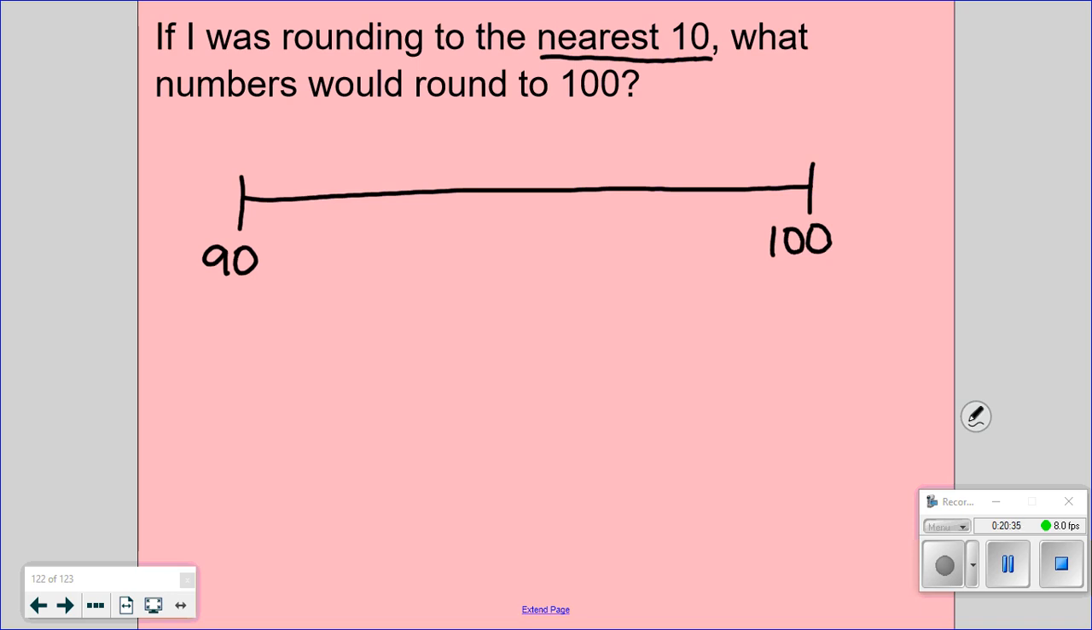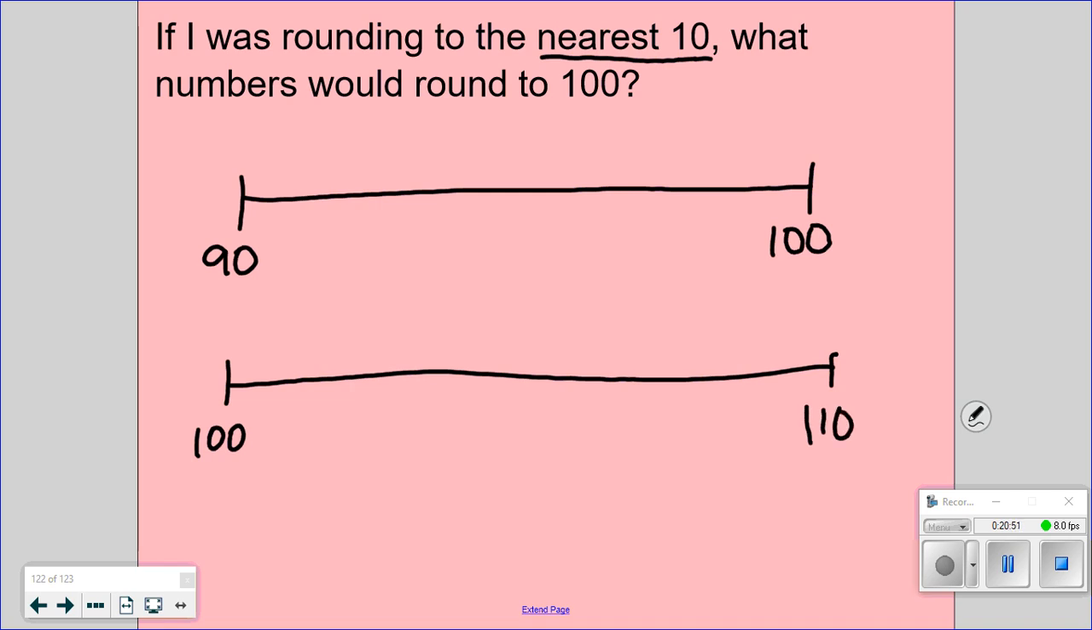The opposite will be true. If you want numbers that are higher than 100, I'm going to start my number line at 100 and then end it at 110 because my number line is still only 10 numbers long. And that'll help me find all the numbers that are actually bigger than 100 but round to 100.